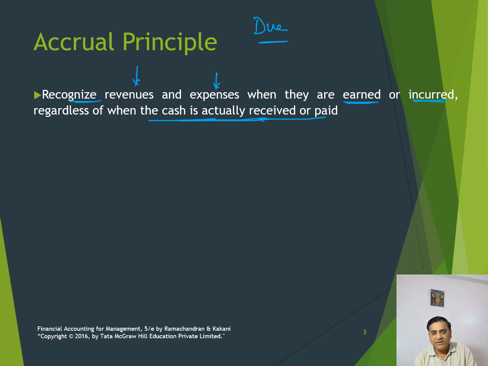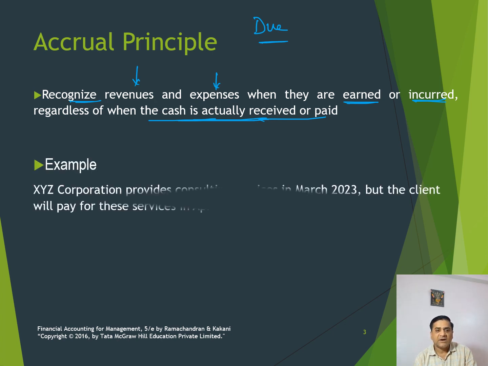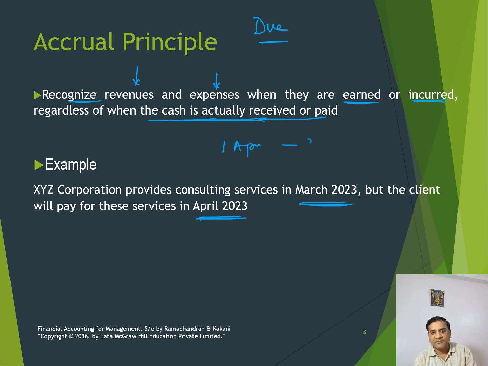Let's see by way of an example how to record the revenue. Say for example, XYZ Corporation provides consultancy services in the month of March, but the client pays for the services in the month of April. We know that our accounting year starts from 1st of April and ends on 31st of March.